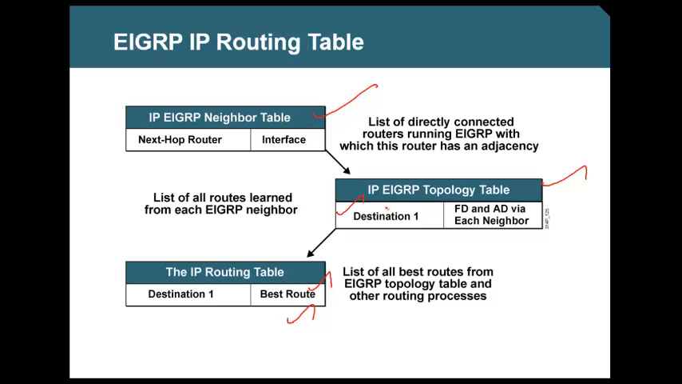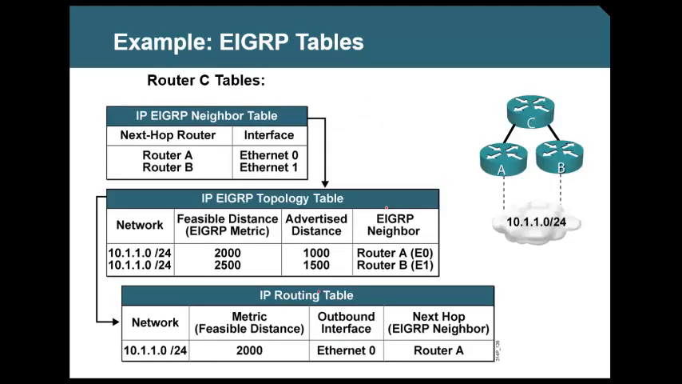But in the routing table, we will have only those routes that are successors, meaning primary, the one with the lowest total distance. Here is an example. You see, router C has two next-hop routers, two neighbors, router A and router B. Router A is connected via E0. Router B is connected via E1.